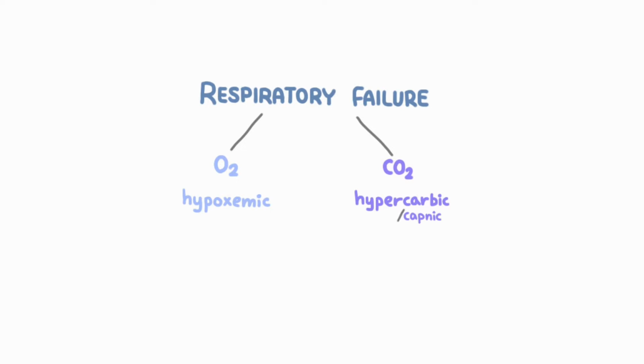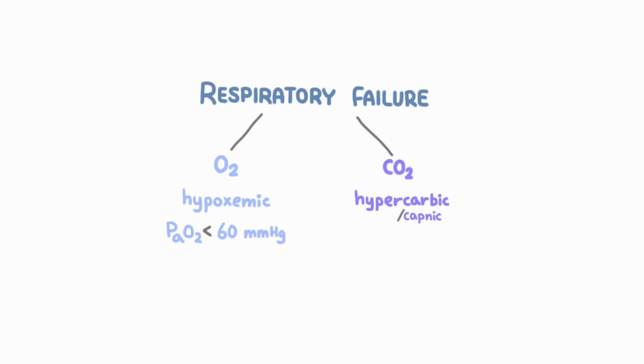And in hypoxemic respiratory failure, patients have a decrease in blood oxygenation, which we call hypoxemia, which we usually say starts when the arterial partial pressure of oxygen, which we write PaO2 with a little a, when the PaO2 is below 60 millimeters of mercury.